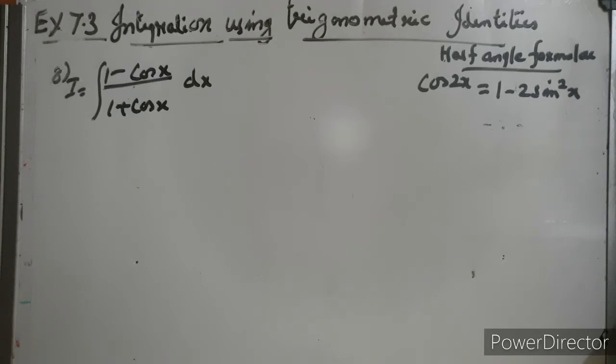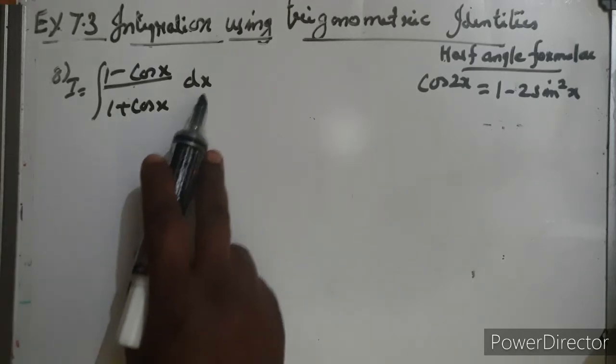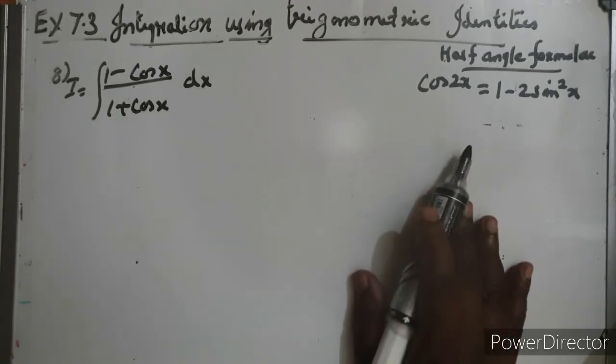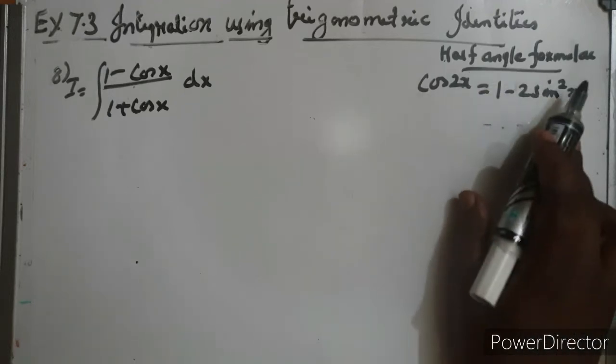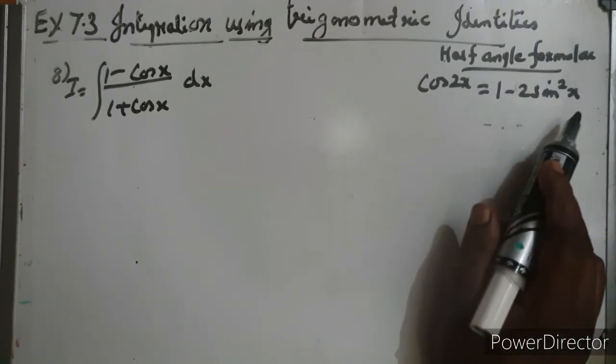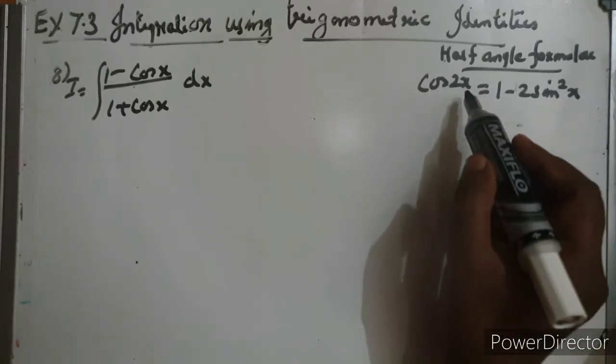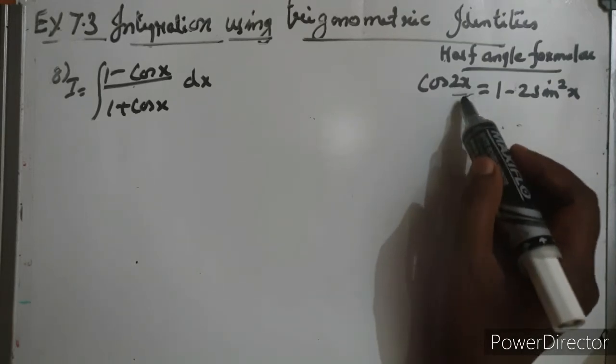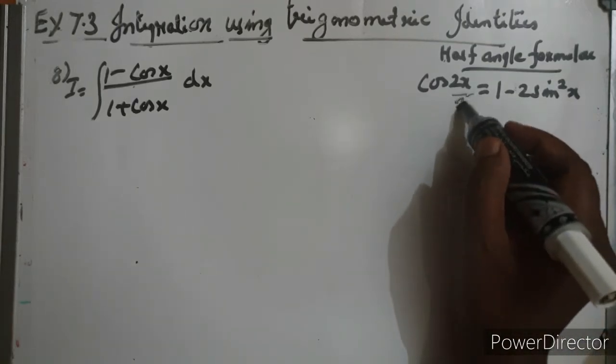8.1. Find the integral of (1 minus cos x) by (1 plus cos x). So let I equal to integral of (1 minus cos x) by (1 plus cos x) dx. So using the trigonometric identity, the half angle formula, cos 2x is 1 minus 2 sin square x. So putting x as x by 2.